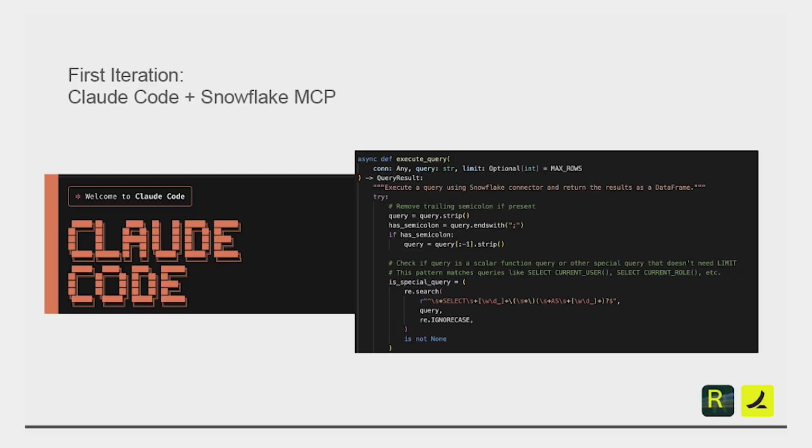So then I took a crack at our first iteration, where we basically set up Claude Code with a Snowflake MCP, essentially just wrapped around query calls to Snowflake. So now we can already see the foundations of an LLM agent that can interact with our Snowflake warehouse in a loop using a bunch of tools.